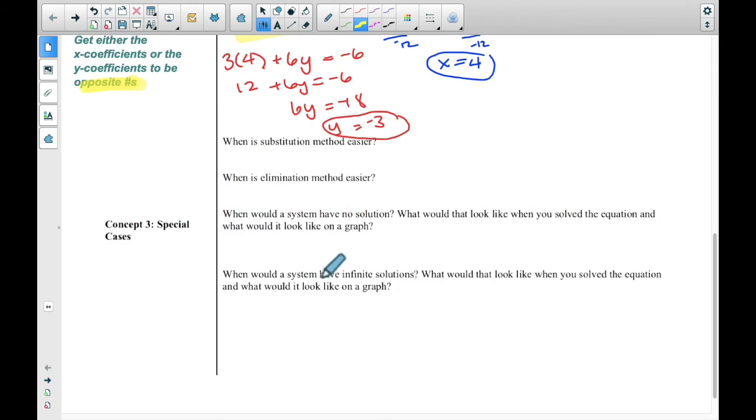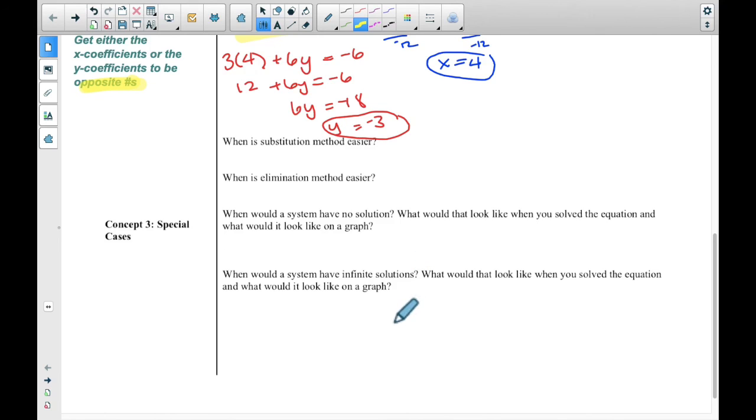To wrap it up, I have a couple of questions here. When would substitution be easier? When would elimination be easier? Do you remember talking about no solution in previous years? What would that look like if you had no solution? What would the equation look like? What would the graph look like?